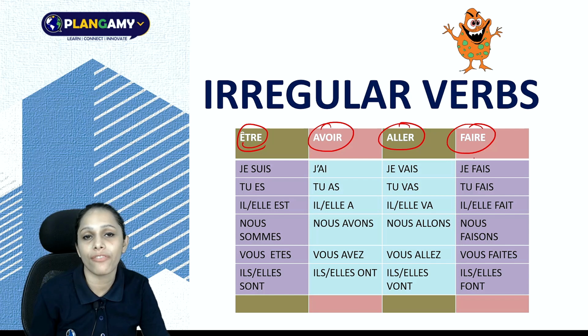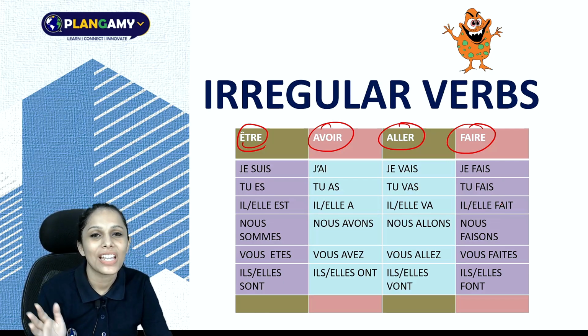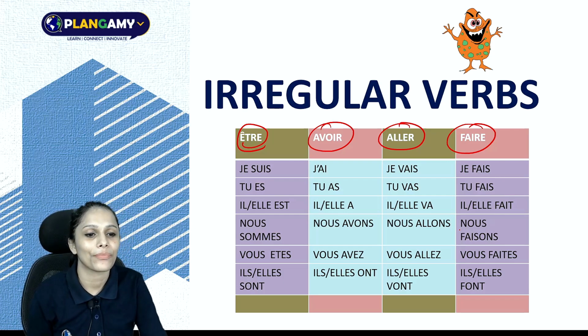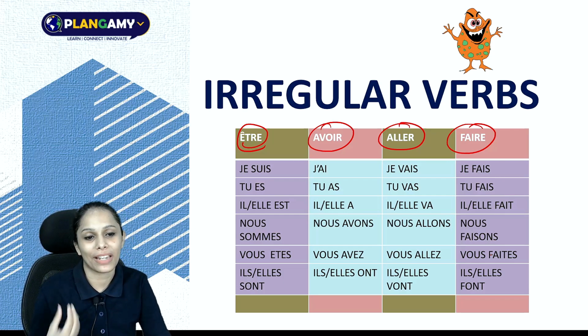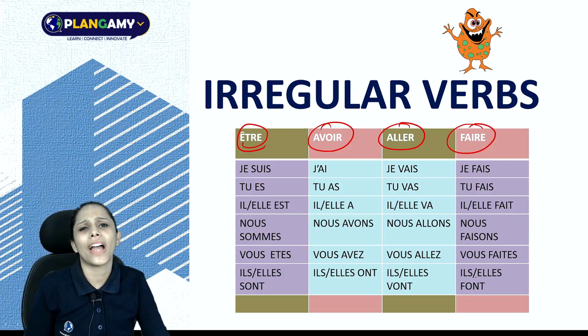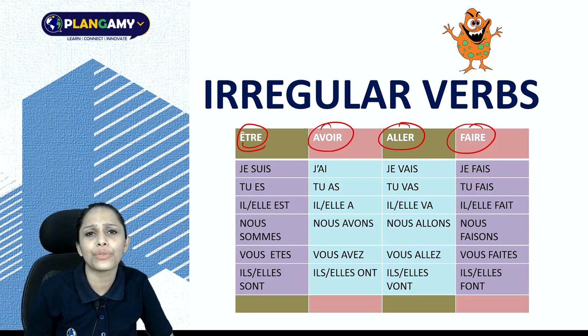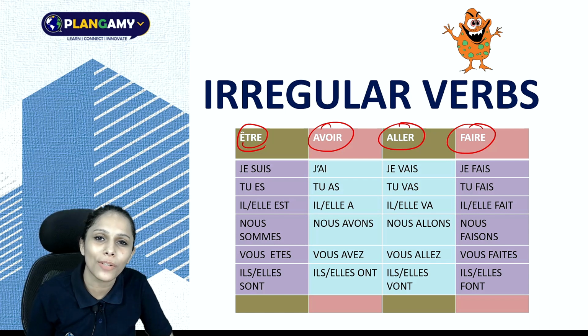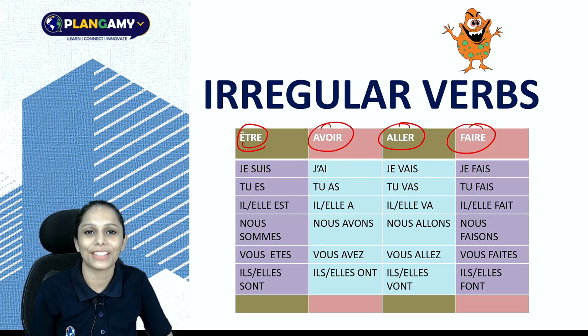Now here we have faire. Je fais. Faire means to do. So je fais, I do. Tu fais, you do. Il fait, elle fait. He is doing, she is doing. Nous faisons, we are doing. Vous faites, you are doing. And ils font, elles font. They are doing. I hope that present tense is clear to you and you know how to conjugate the 3 forms of the verbs. You also know the irregular verbs. For example, être, avoir, aller, faire.